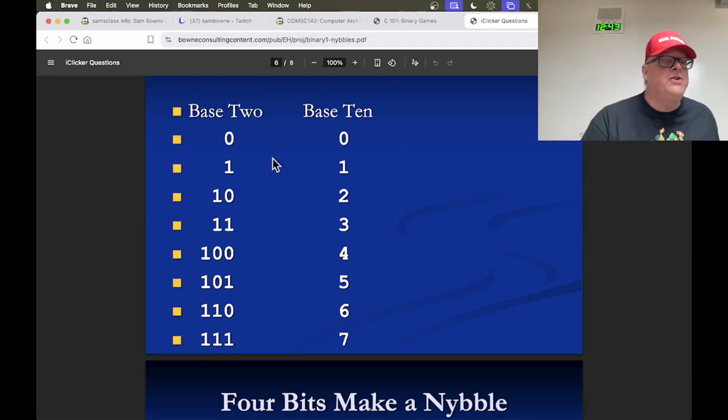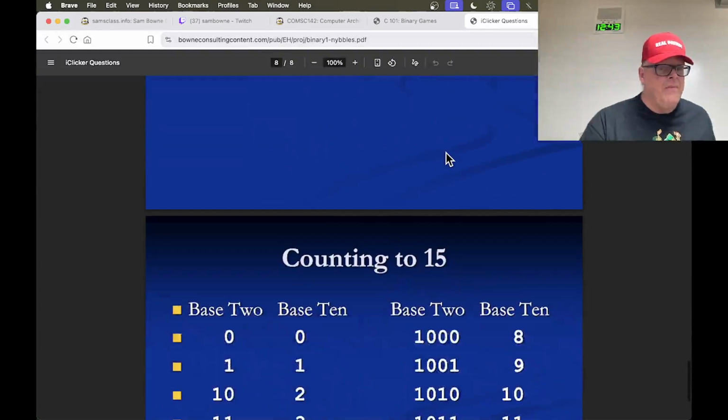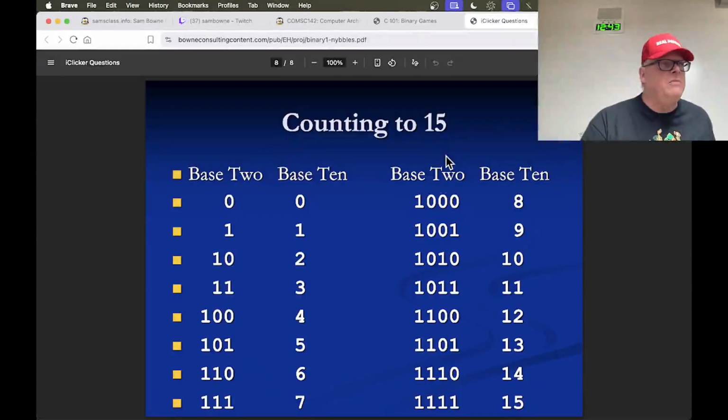So with 3 bits, you can only count up to 7. But if you have 4 bits, you have half of a byte, and they call that a nibble. So you have 4 bits: the 1s, 2s, 4s, and 8s. This number is 9, that's 8 plus 1. With 4 bits, nibbles, you can count up to 15. The largest number is 1 plus 2 plus 4 plus 8, which is 15. One thing that's handy to remember is that 1 0 1 0 is 10. All right, so that's nibbles.